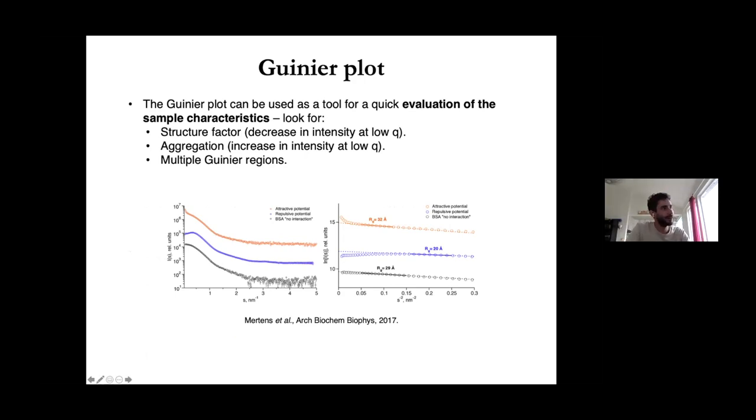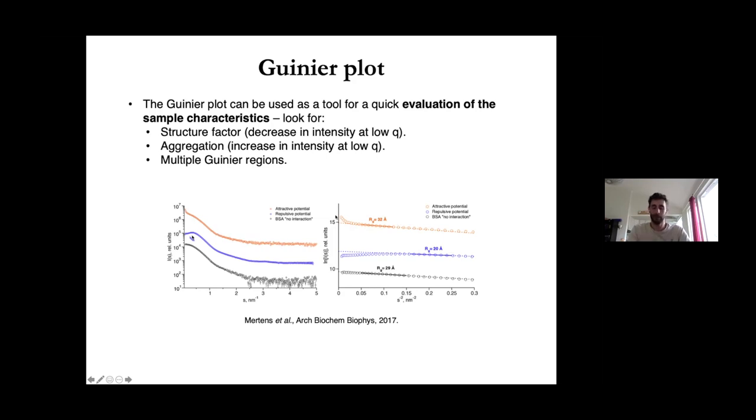For example, if you have some structure factor contribution, at low Q we will see a deviation from linearity. So the low Q data will not be linear anymore in a Guinier plot. We see here, for example, that when we have interacting particles, the intensity drops at low Q. And when we have particles that are attracting each other, for example aggregating, we have this upturn.